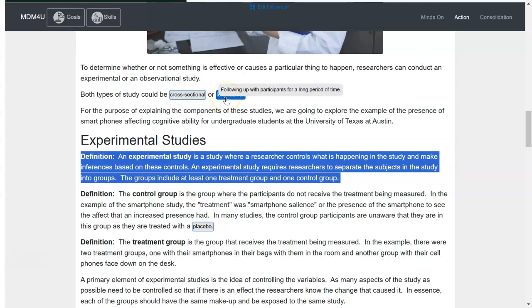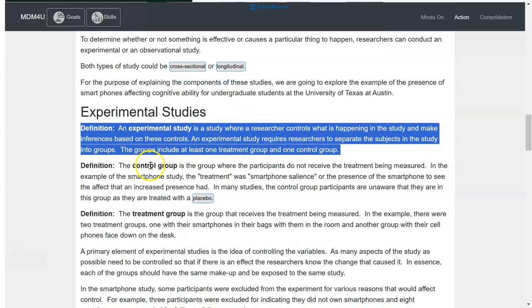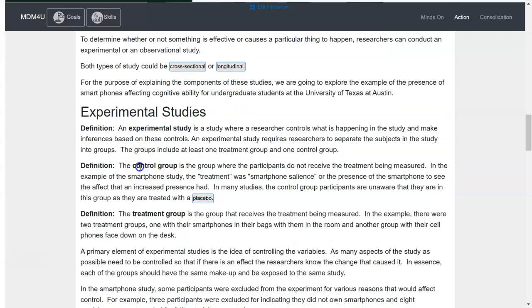Longitudinal will be more something like this. How is class A changing over time as I do something different? Now that I'm giving them more time for homework, is that changing their results? So that's longitudinal. Okay.